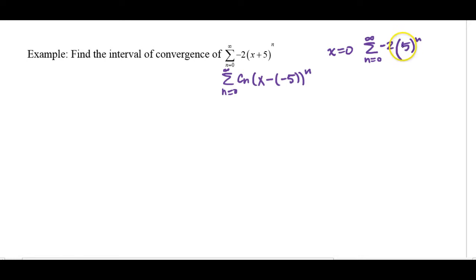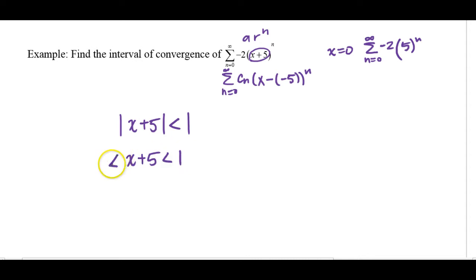Here's what we need to remember: this is of the form a r to the n. So if I want to find what x values this geometric power series converges for, I'm going to take this inside quantity, x plus 5. I need the absolute value of that inside quantity, x plus 5, in order for this thing to converge, to be less than 1. So if I want to solve this, the way that I solve this inequality is, if I have the absolute value less than 1, I'm going to stick the positive quantity, x plus 5, between 1 and -1.